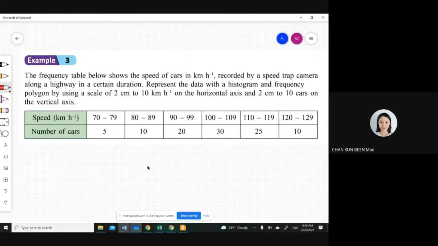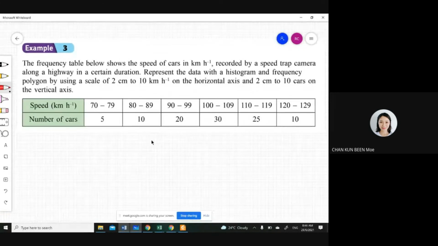Okay, the frequency table below shows the speed of cars in kilometers per hour. They show you this frequency table over here, the speed from 70 to 79. A lot of you already know how to drive, so you can imagine from 70 to 79, the speed is already quite high, and then the highest one here is 120 to 129. Okay, recorded by a speed trap camera along a highway in a certain duration.